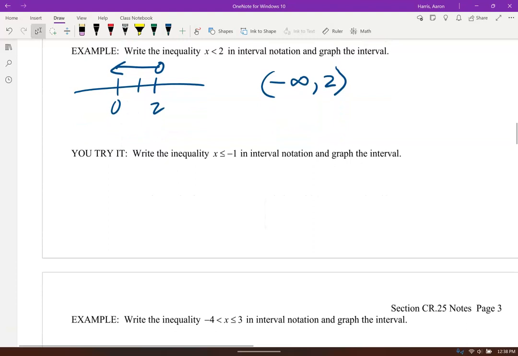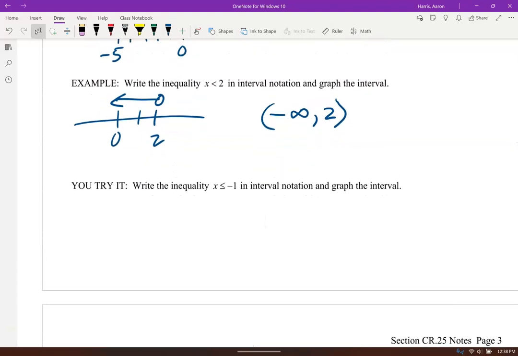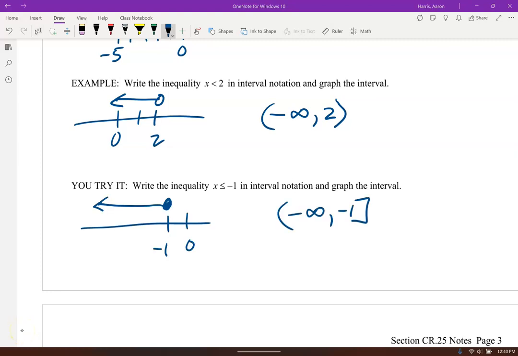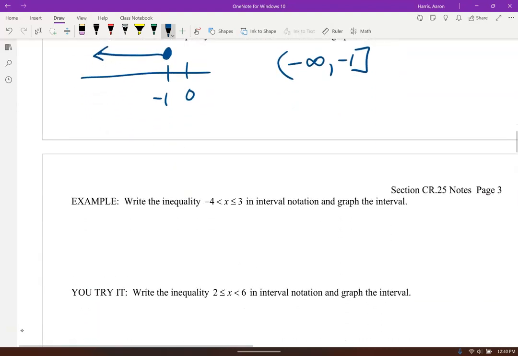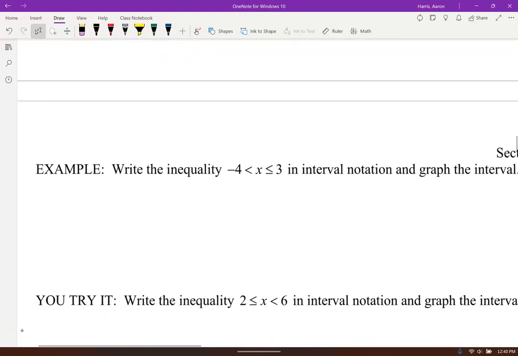Why don't you guys do this one on the Jamboard? Check your work with the graph that's filled in, and it's all solutions from negative infinity up to -1, including -1. All right, how about this compound inequality?